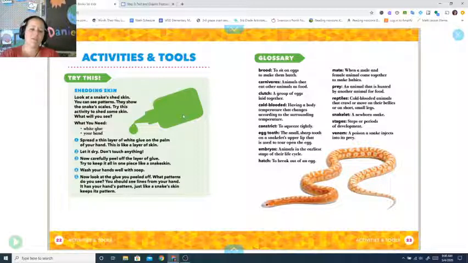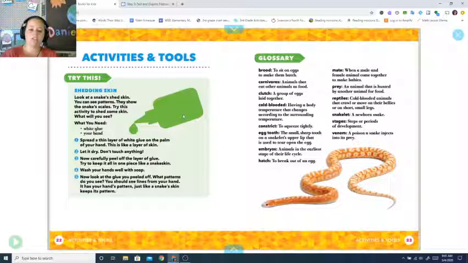So let's see what it says. Spread a thin layer of white glue on the palm of your hand. This is like a layer of skin. Let it dry. Do not touch anything. Pretty sure your parents won't appreciate it if you grab the handle of the fridge or something like that and get glue all over it. Okay? Now, carefully peel off the layer of glue. Try to keep it all in one piece, like a snake skin. Wash your hands well with soap after.